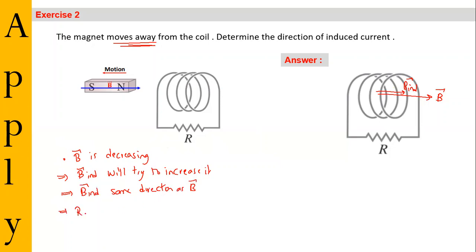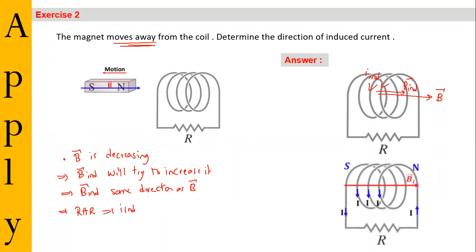So the last step, according to the right-hand rule, putting my thumb on B induced, I get that the current I induced is in this direction. So this will be I induced. So I will find I induced, and here we have the solution.